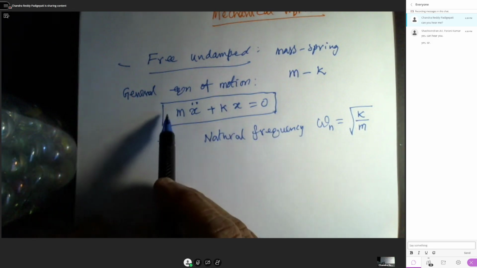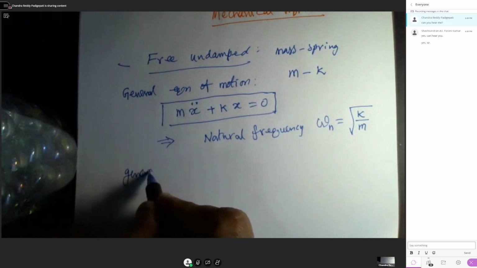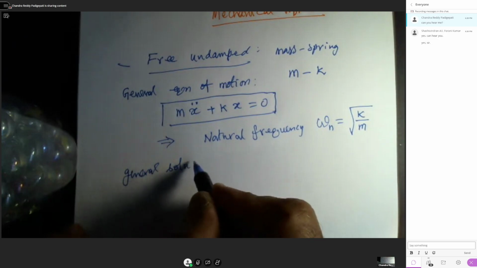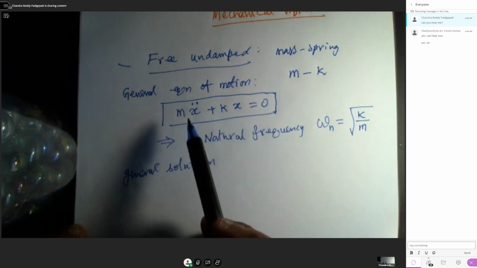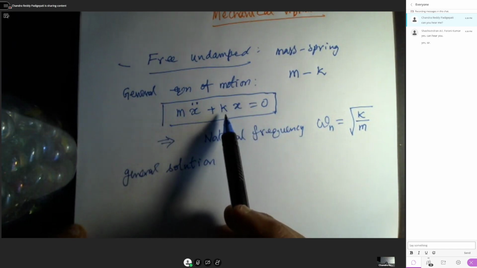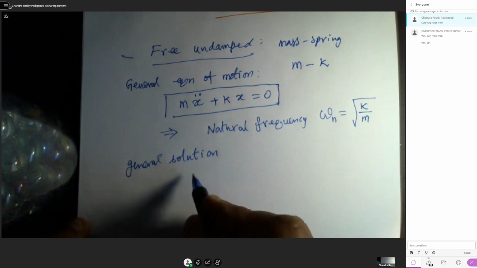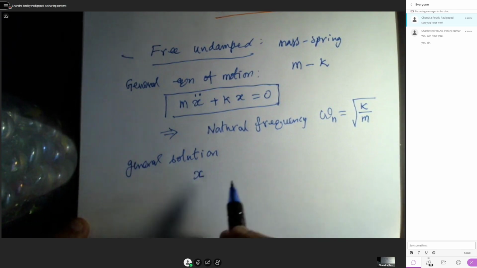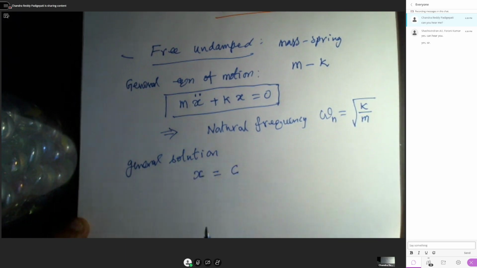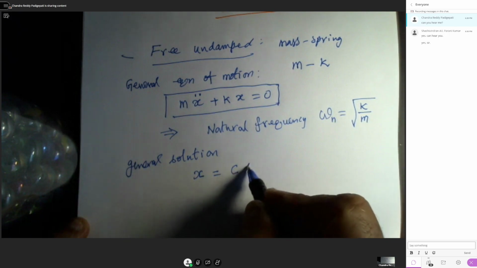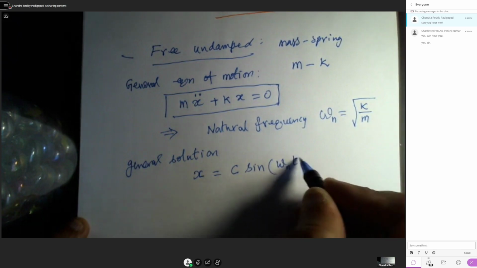All right. So for the free undamped system, we can write the general solution. The general solution means we need to write the displacement of the system in terms of the system parameters, that is the mass and the spring constant. We can write the general solution in different forms. Simply, x, the displacement as a function of time, is a constant, let us say c, times the periodic function sine of omega n t plus phi.